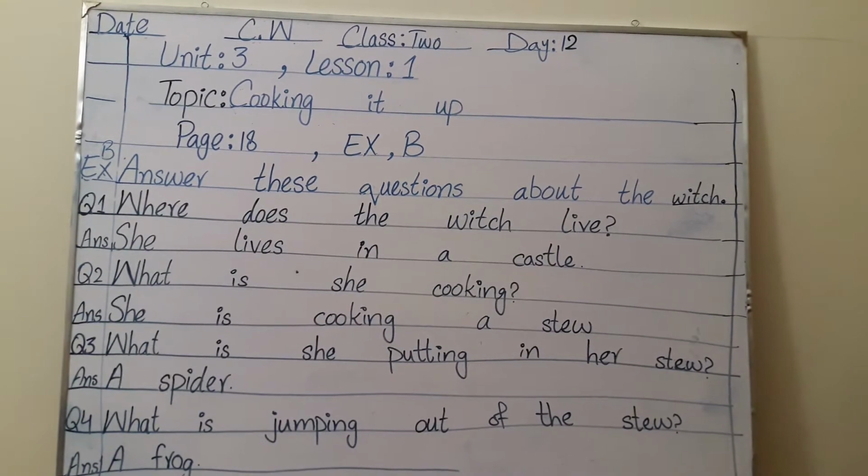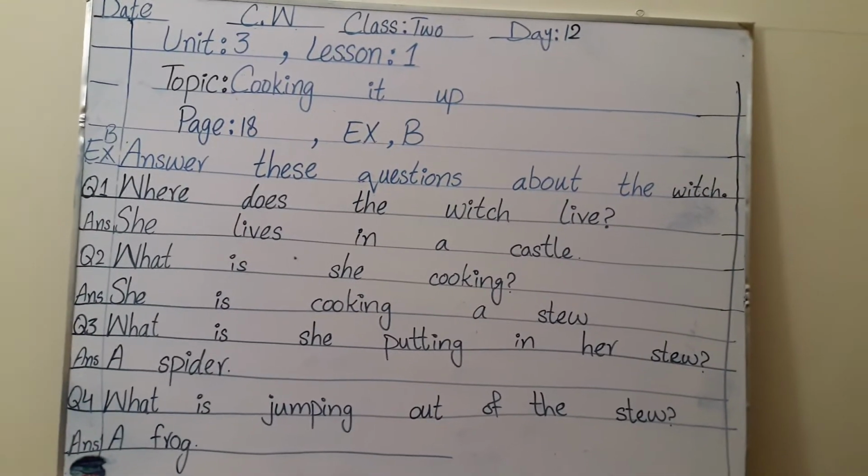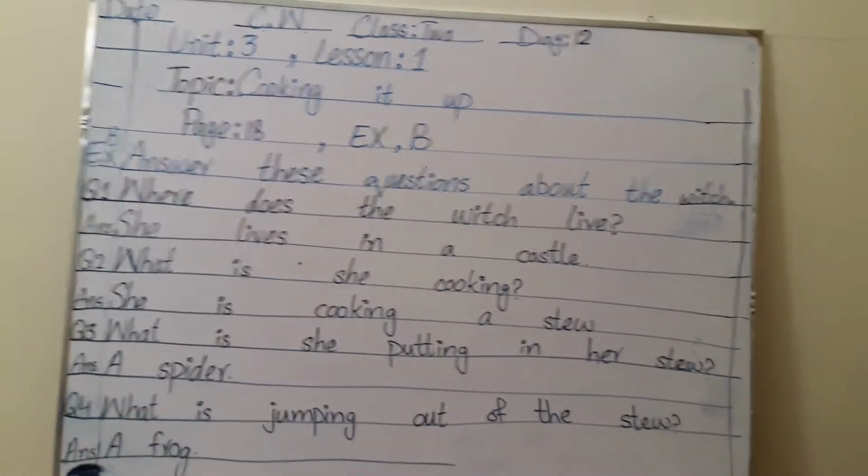Open your English A notebook. Write date, CW, day, unit number 3, lesson number 1, page number 18, exercise B.